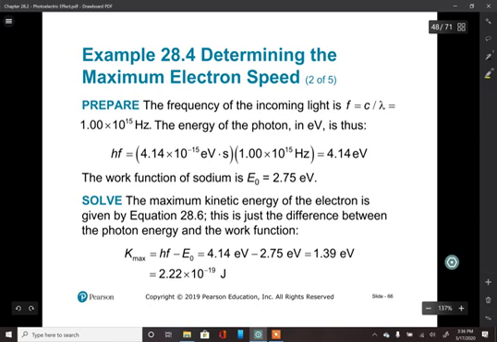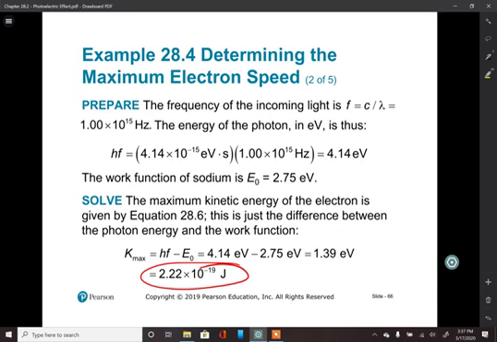Right? So they do it in a couple different steps, but it's the same idea. They found the energy associated with the photon. They took away the work function's energy to figure out the maximum kinetic energy. Notice this important step here: they have to convert it to joules. If you want a velocity in meters per second, your kinetic energy has to be in joules.